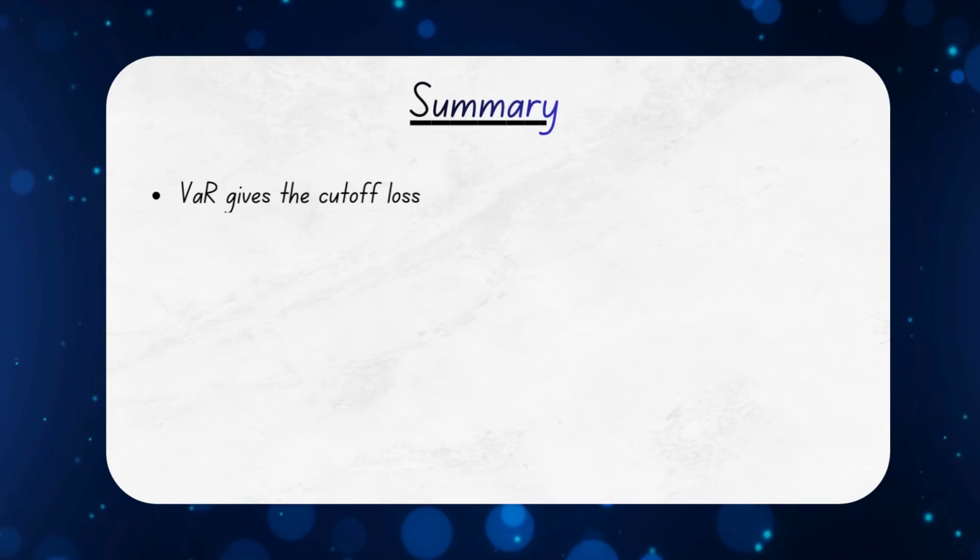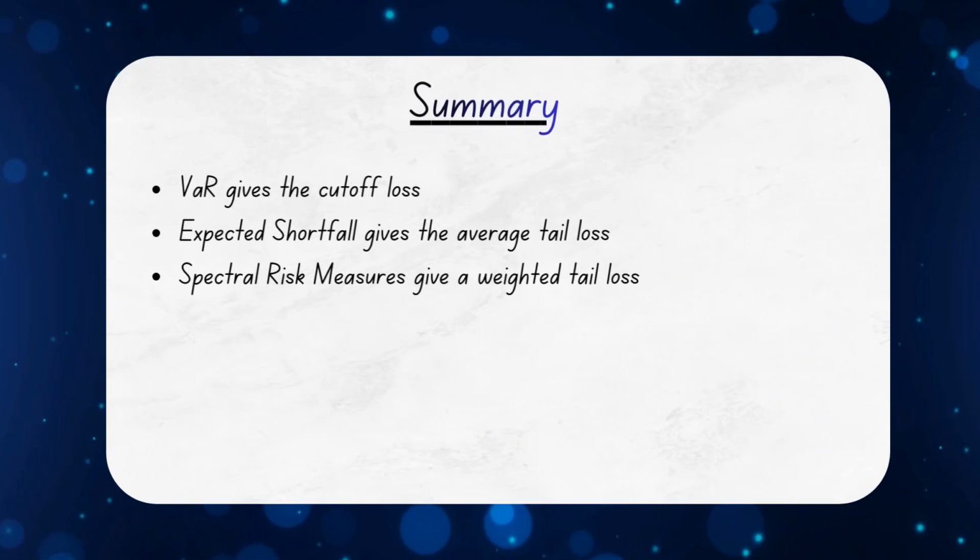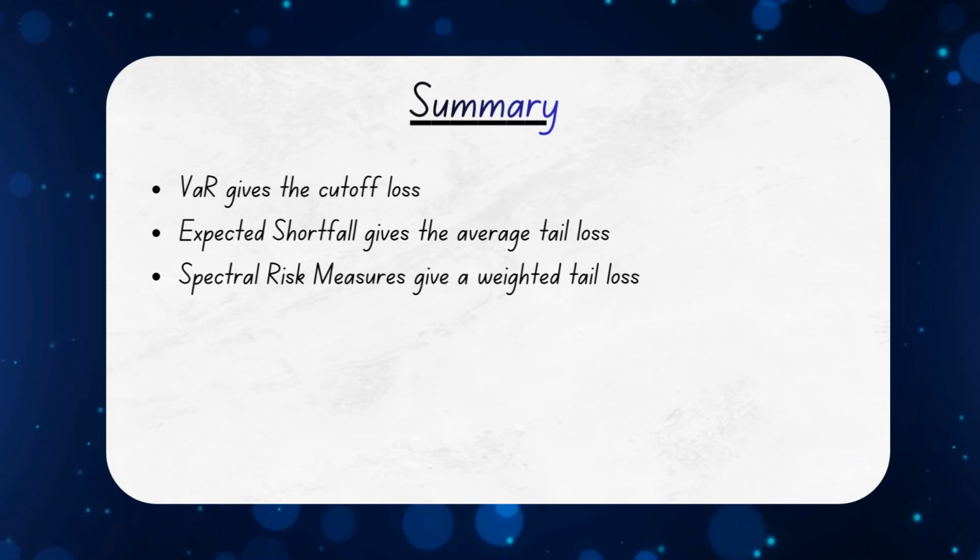So to quickly summarize, VAR gives the cutoff loss, expected shortfall gives the average tail loss, and spectral risk measures give a weighted tail loss based on risk aversion.